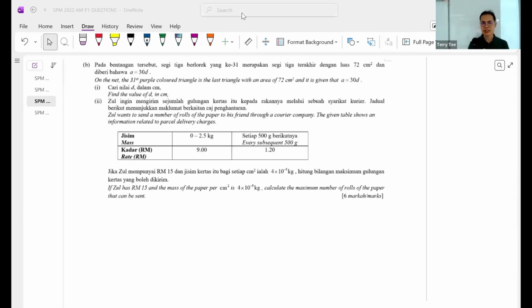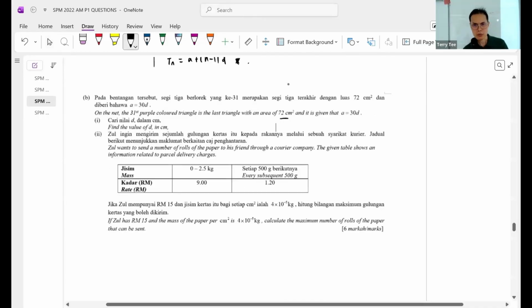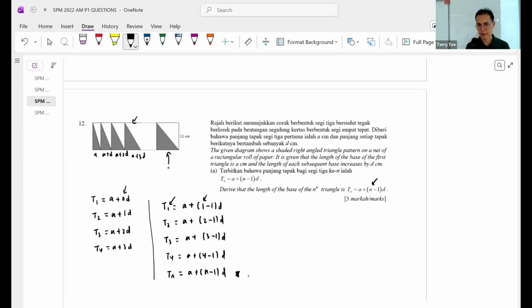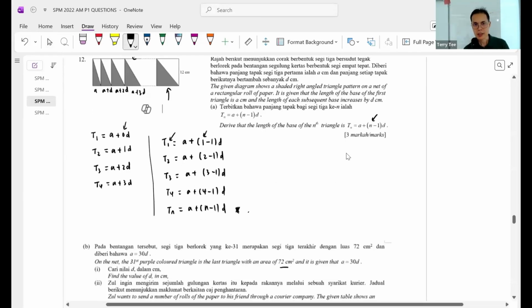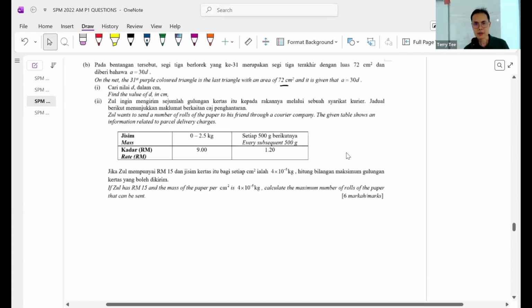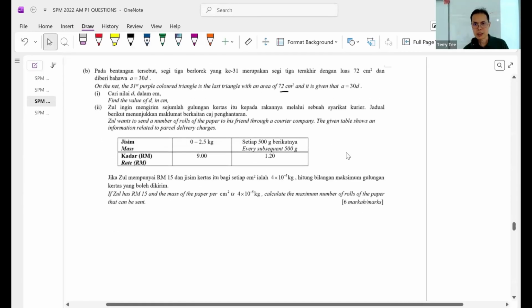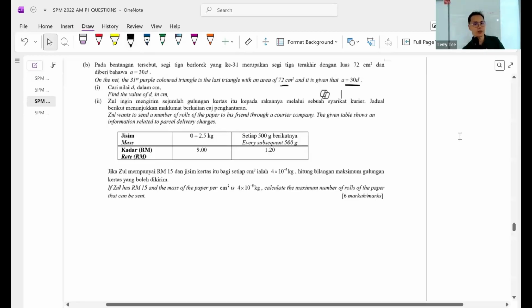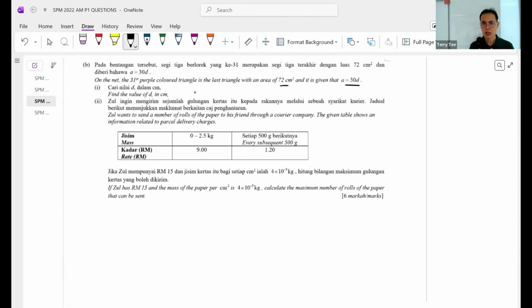Now, on the net, the 31st purple colored triangle is the last triangle with the area of 72. So what we are saying is this one. This is the last one. The area is 72. Right? I need to find the value of D. You're given that A is 30D. You're supposed to find D. Okay, first of all, I want to know the height is 12. I go back to this one, you can see that height is 12, right? The last has an area of 72.